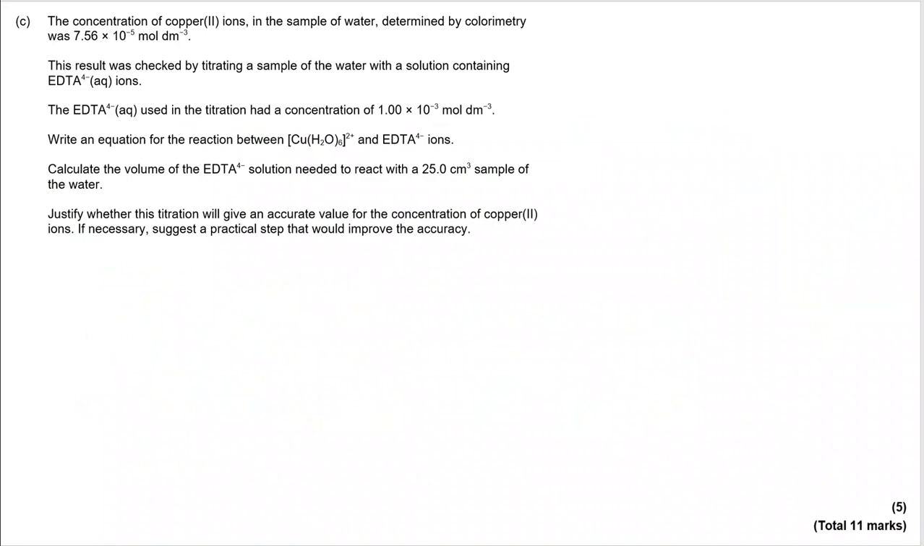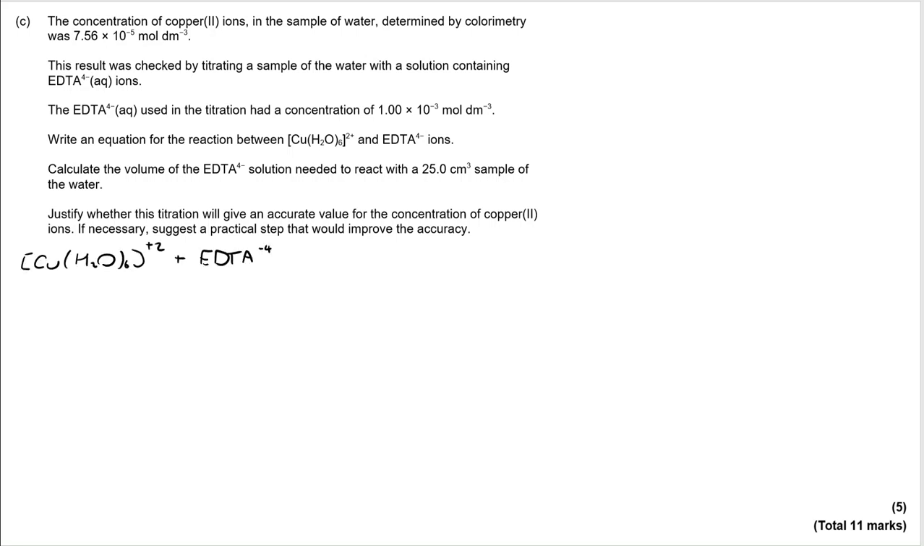We've got the concentration of copper-2 ions in a sample of water determined by colorimetry, and that's 7.56 by 10 to the minus 5. We checked that by titrating a sample of the water with a solution containing EDTA 4-. The EDTA had a concentration of 1 by 10 to the minus 3. So you are asked to write an equation for the reaction that takes place between the EDTA and the complex. Calculate the volume of EDTA solution needed to react with 25 cm cubed of the water. Remember, the water contains the copper ion impurities. And then justify whether this titration would give an accurate value, and if necessary, suggest a practical step. 5 marks to be had here.